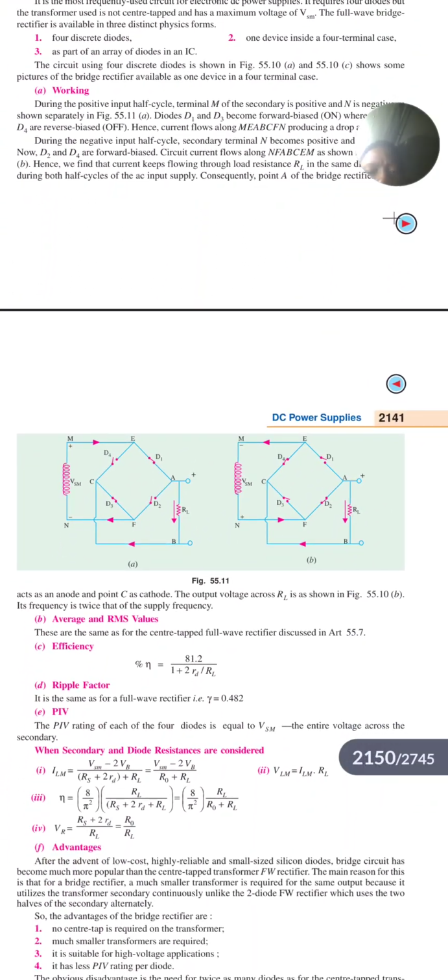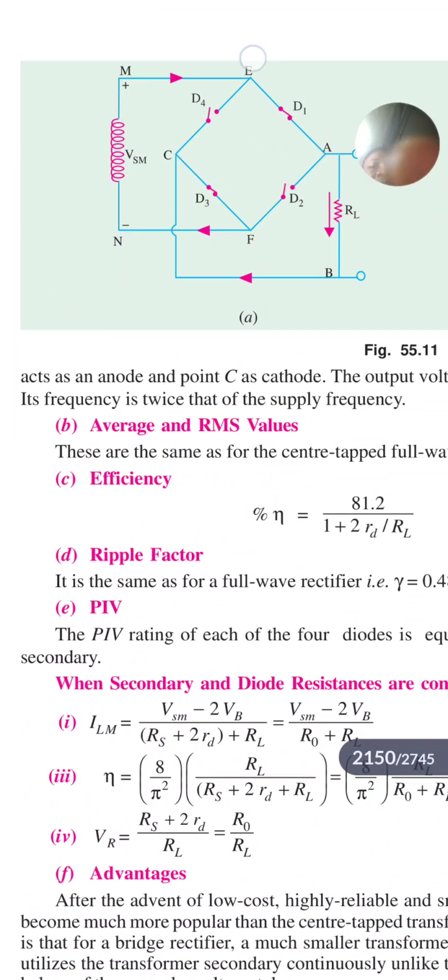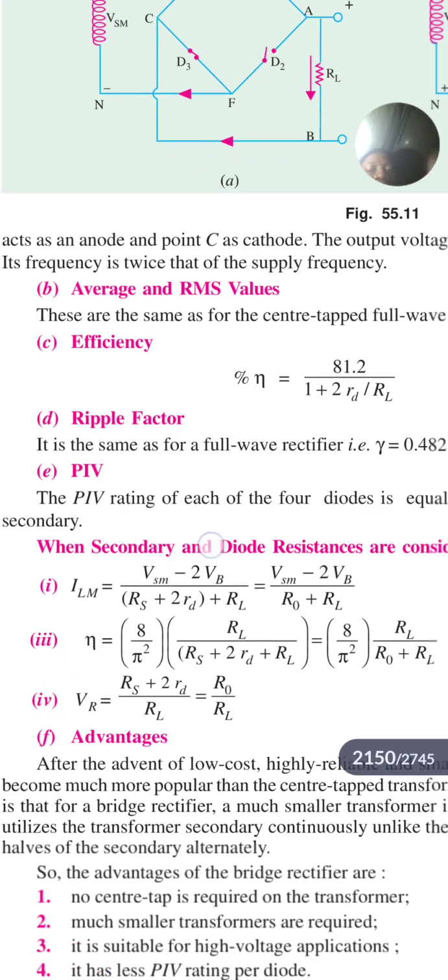Let me explain for this full wave. The difference between the full wave and the half: the frequency in half wave is the same as the frequency from the AC, but the frequency in full bridge is times two. Its frequency is twice that of the supply frequency. You can see it.